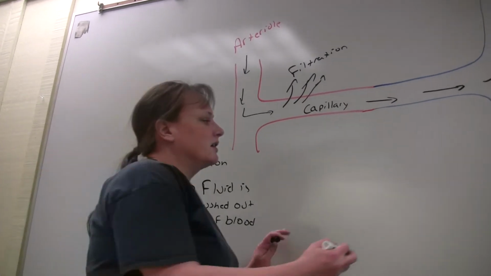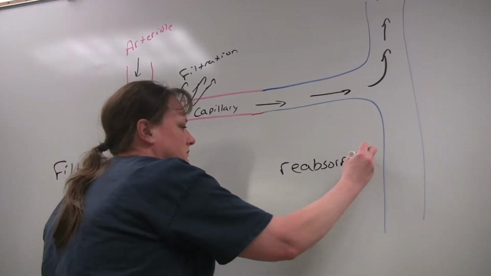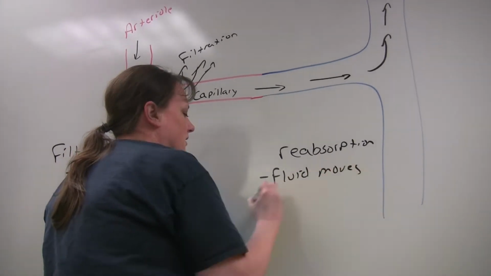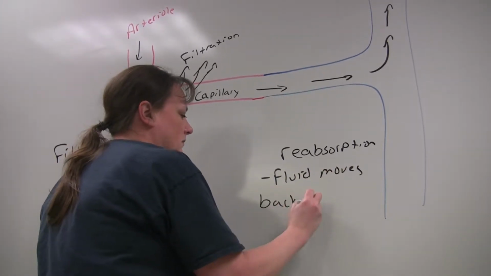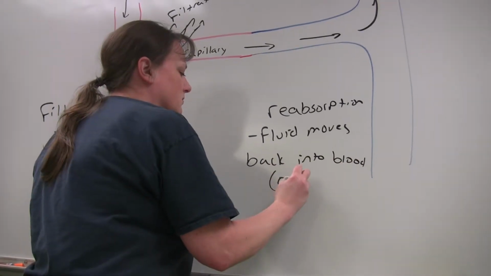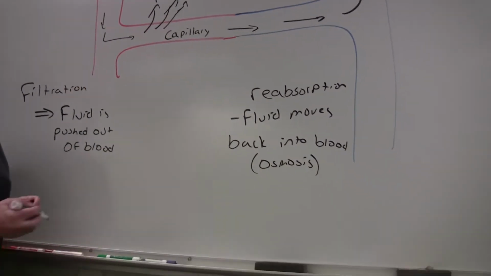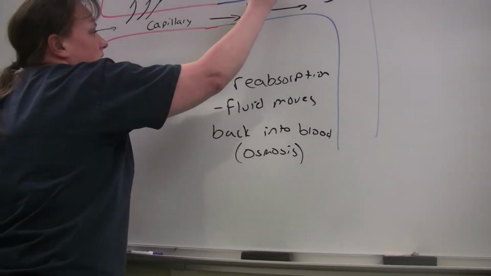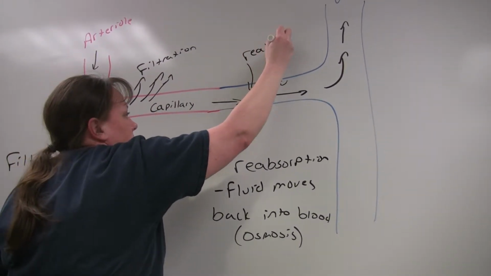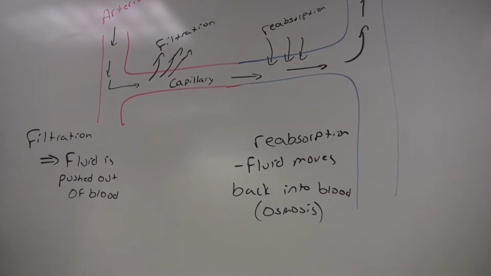There's another thing that happens at our capillaries called reabsorption. And that's where fluid moves back into the blood. And this is usually because of osmosis. Water follows the solutes back into the blood. So if I come over here, fluid is being pushed back into the blood. That's reabsorption. That's sort of a quick overview of what happens in our blood capillaries.